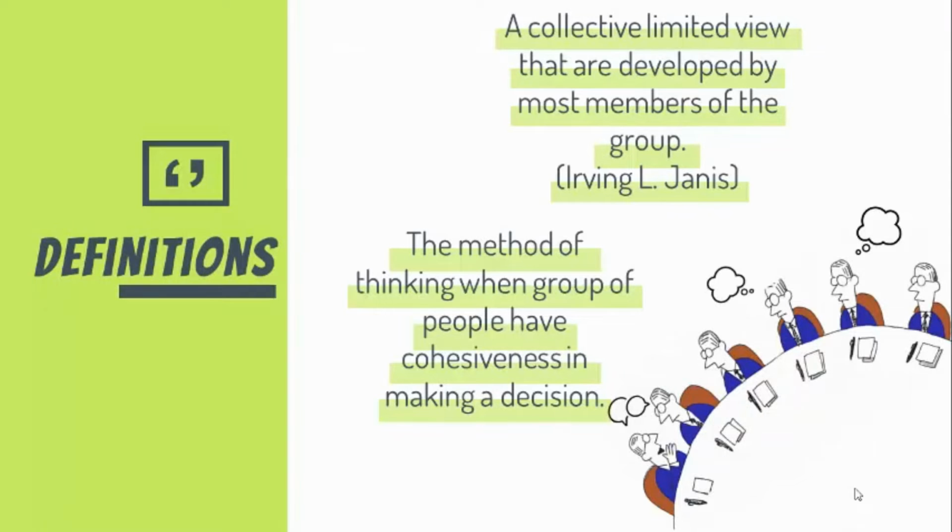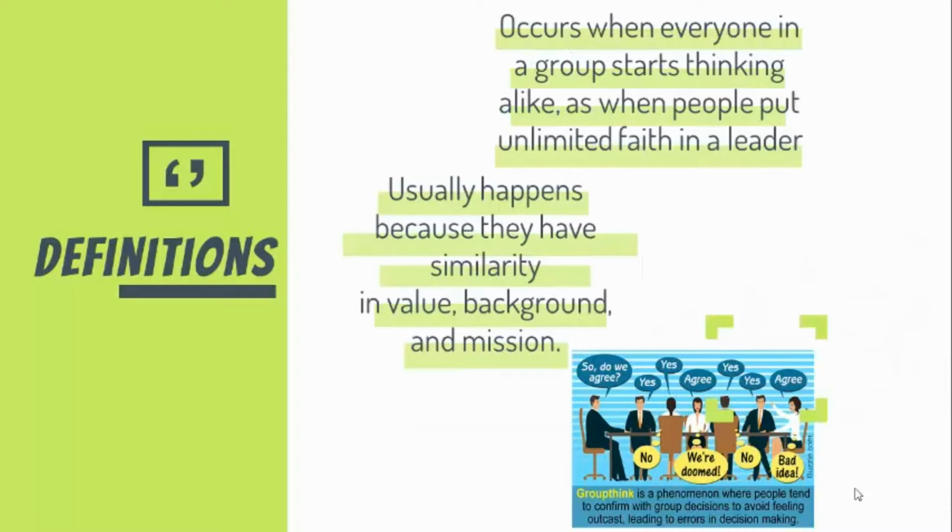According to Janice, groupthink is a collective limited view that is developed by most members of the group. Others say that groupthink is a method of thinking when a group of people have cohesiveness in making a decision. Groupthink occurs when everyone in a group starts thinking alike, as when people put unlimited faith in a leader. It usually happens because they have similarity in value, background, and mission.